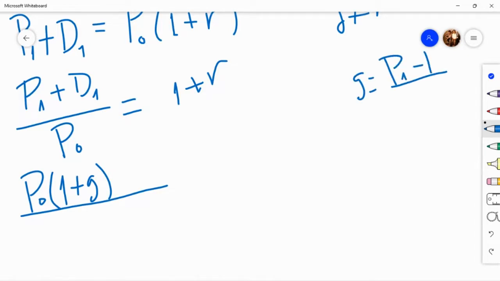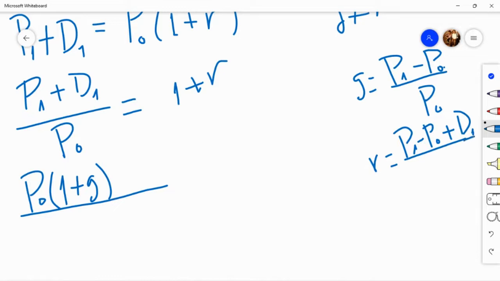P1 minus P0 over P0. That's the growth rate, right? And then R is different because R is what? R is P1 minus P0 plus dividend over P0. That's R. That's the return.